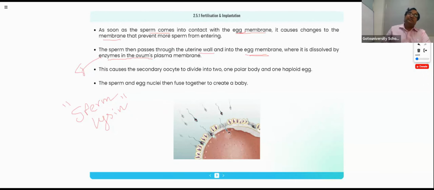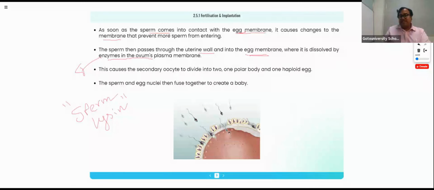So we should be very careful. Here they are saying enzyme. What enzyme? Sperm lysin, the word is there in the CBSE textbook. The advanced version of the sperm lysin, a type of sperm lysin, is not there in the CBSE textbook. That we are not narrating, right? Because it is out of the CBSE textbook.